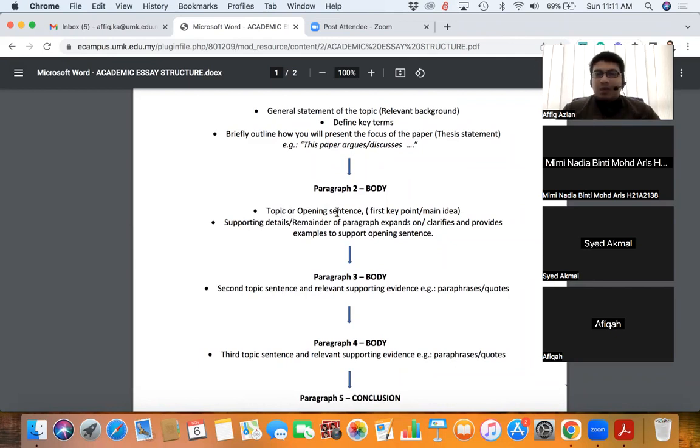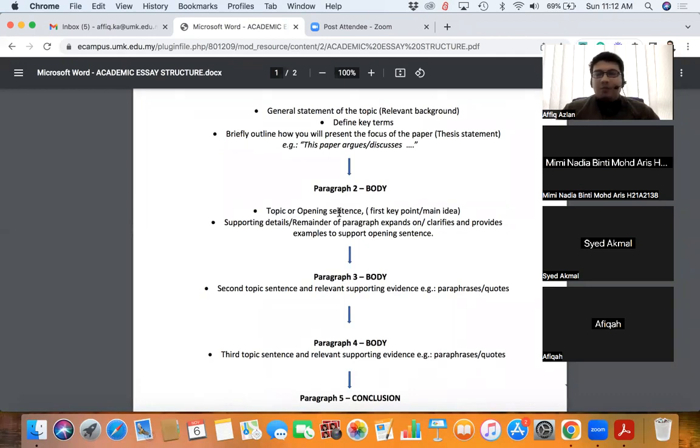So last week we talked about identifying main ideas and supporting details. The main idea in a body paragraph, we call it the topic sentence or opening sentence. So the first sentence of each body paragraph is the main idea. So firstly, vaccination is safe, or vaccination is beneficial as it can create herd immunity. So that is your main idea. And for the rest of the sentences, you will explain, you will elaborate, you will justify the main idea.